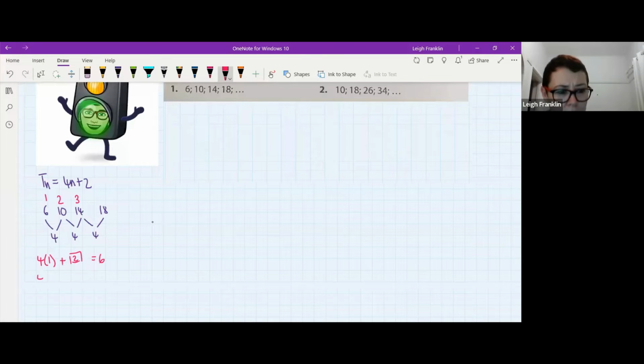So you're quite right. Okay, and then 4 times 2 is 8, plus 2 gives us 10, etc., etc. So that is perfectly correct. Okay, you got Tn equals 4n plus 2, and you are right. Good job, well done. So anybody else who got that as an answer, that's also correct. Good job, that's really nice, well done.